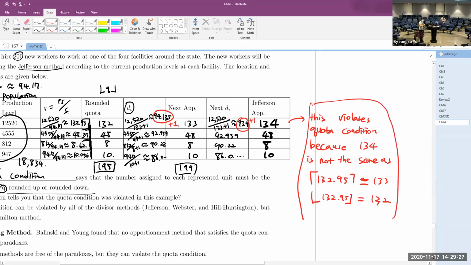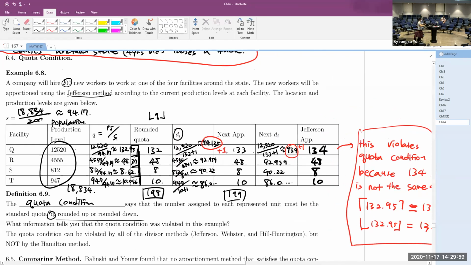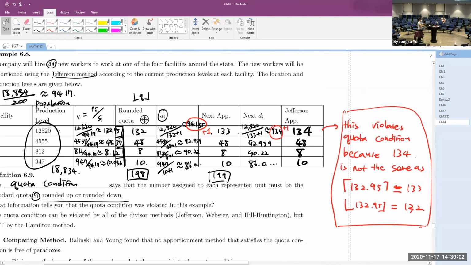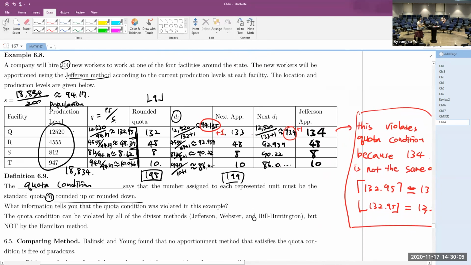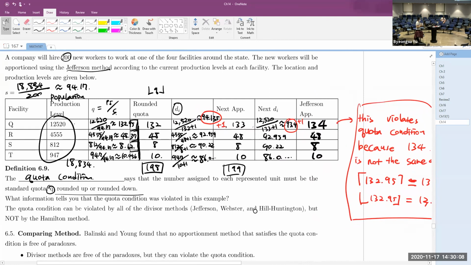So the quota condition says that when you distribute those seats to the states, then the number of seats each state gets should be the same as the round up of the quota or the round down of the quota. That's the quota condition. But in case of Jefferson apportionment or some other apportionment using divisors, it may be violated, like this example, right? So that's called the quota condition, and we say that all divisor methods will violate this quota condition except the Hamilton method.